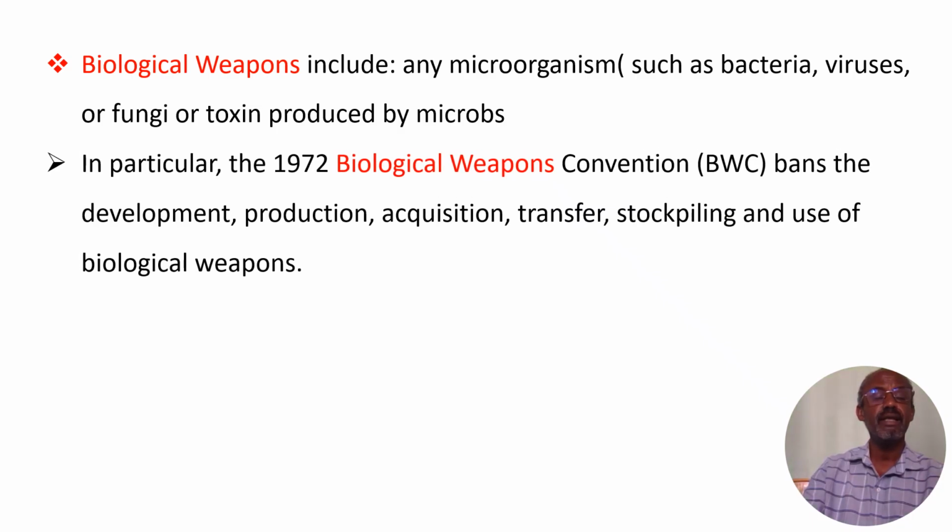In particular, the Biological Weapons Convention, they call it BWC, bans the development, production, acquisition, transfer, stockpiling, and use of biological weapons. You see, this agreement, the Biological Weapons Convention, signed in 1972, bans the development and the use of these biological weapons. But we don't know. Many Western communities may apply it in a secret, sly way, which has been banned. You see, there are some countries that are working against the international agreement.